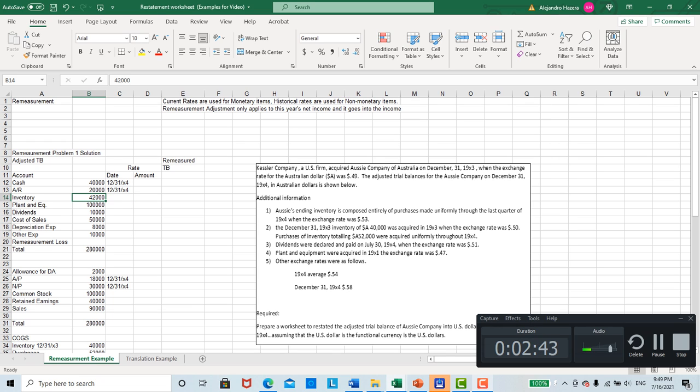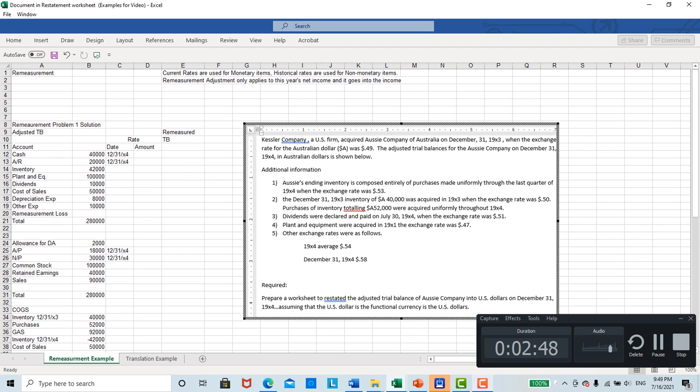Now this would be their ending inventory, and then they give you some information on their ending inventory and purchases. Their ending inventory is composed entirely of purchases made throughout the last quarter of X3 when the exchange rate was 53 cents. So that, in essence, would be considered a historic rate when you bought the stuff. Remember, inventory is non-monetary. It also says that the beginning inventory, the 12/31/X3 beginning inventory, of Australian dollars 40,000 was acquired in 19X3 when the exchange rate was 50 cents.